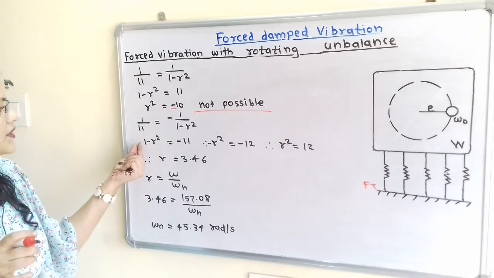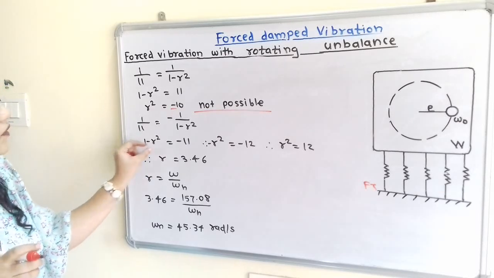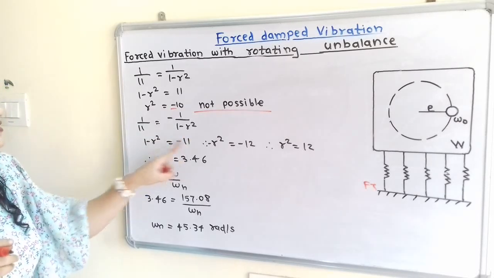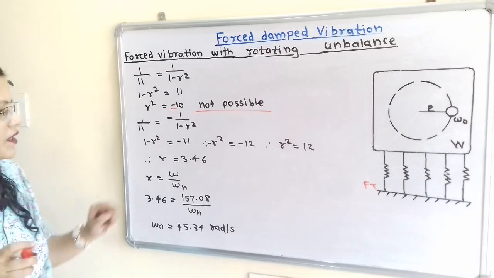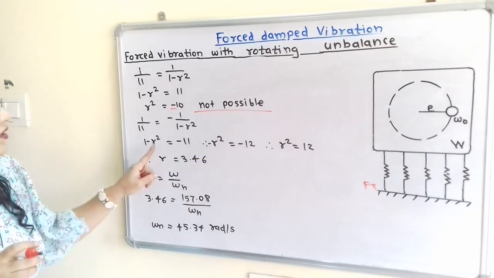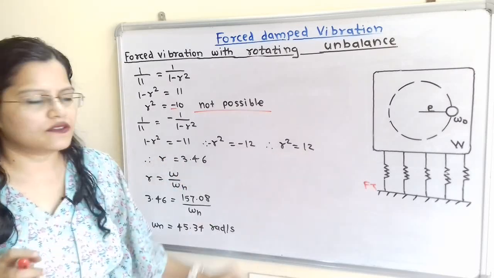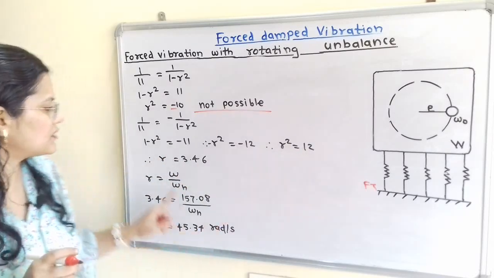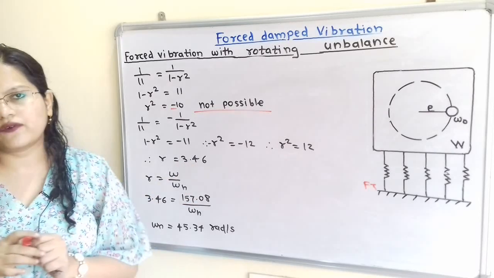So if we simplify this, if I transfer this 1 to the right hand side, then minus 11 minus 1, that is minus 12. So minus R square is equal to minus 12. So R square is equal to 12. So we can take the square root on both sides. So R is equal to 3.46.